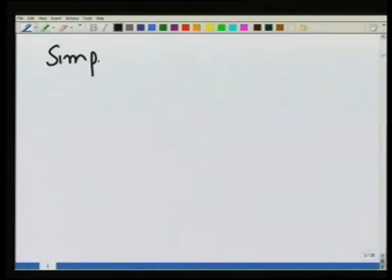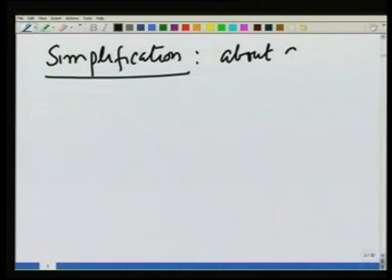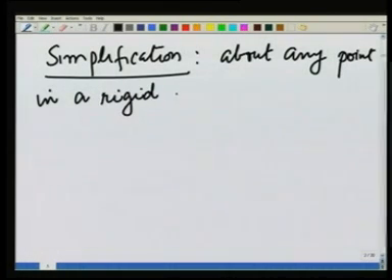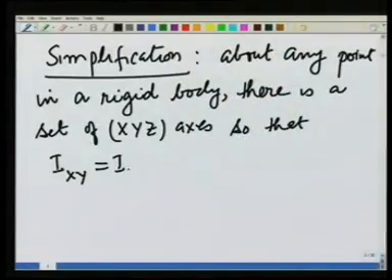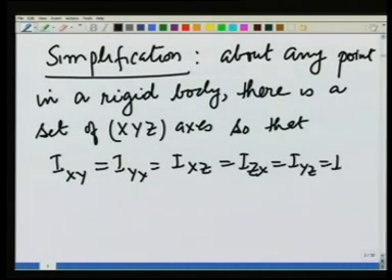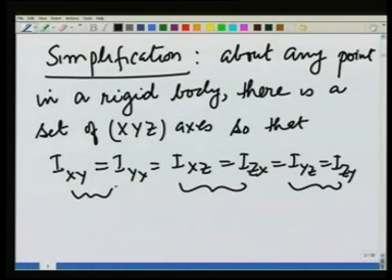However, what we learned is that there is a simplification, and that is about any point in a rigid body there is a set of x, y, z axes, one set in one particular direction, so that all off diagonal elements I_xy, I_yx, I_xz, I_zx and I_yz, I_zy, these anyway are equal in pairs, but they are all equal to 0.